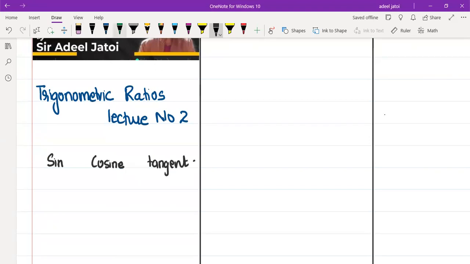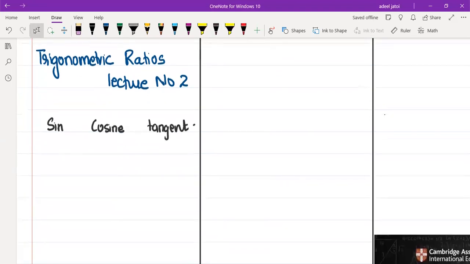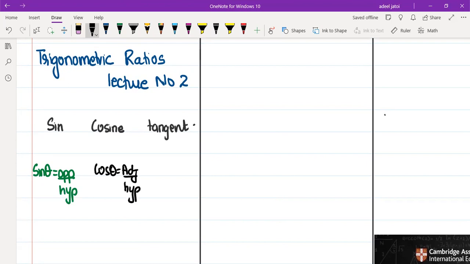Now, these ratios are basically linked with 3 formulas. Sine theta, which is opposite upon hypotenuse. The other formula will be cos theta, which is adjacent upon hypotenuse. And the third formula is tan theta, which is opposite upon adjacent.